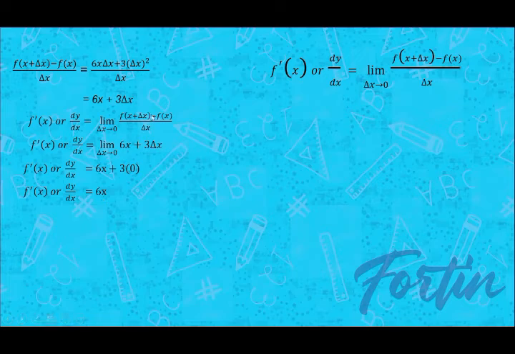So this answers letter A. For letter B, at x equals 2, what will happen to our equation? It becomes 6x, and since x equals 2, it becomes 6 times 2. So at x equals 2, our derivative has the value 12.